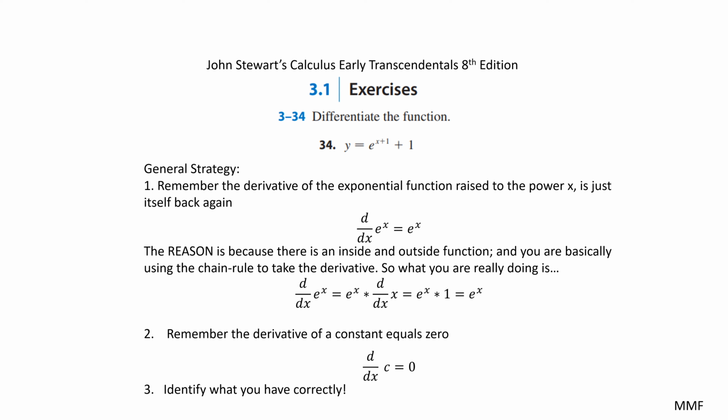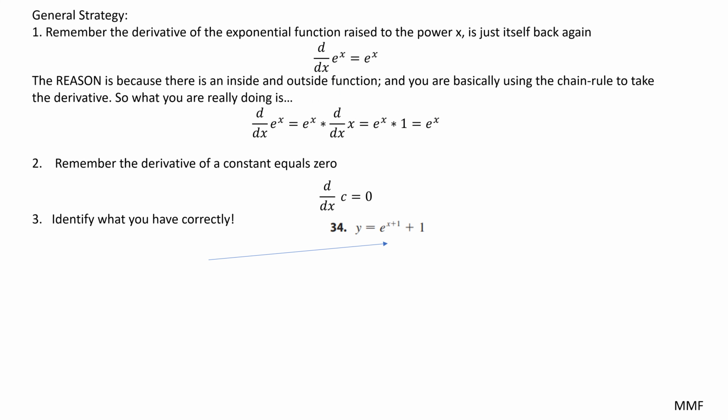So normally when you do the derivative of x, basically all you get is 1. And since e to the x times 1 is just e to the x, the derivative just comes down to e to the x. But here we have something a little bit different. We have x plus 1, right? And also, of course, we have a constant, and the derivative of a constant is always 0.